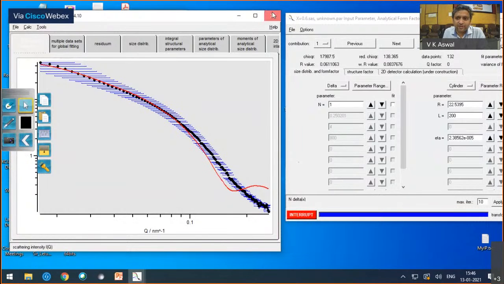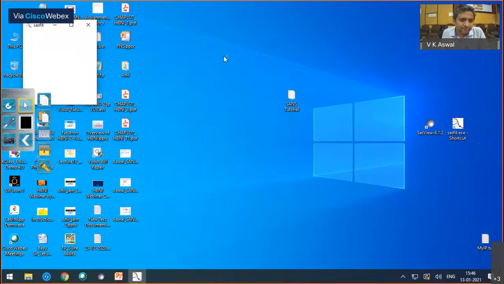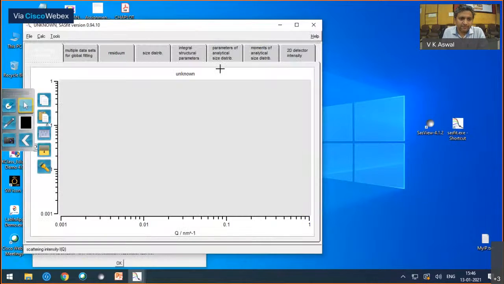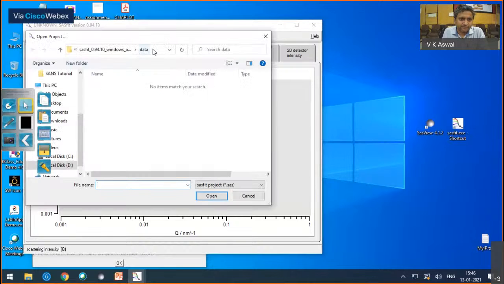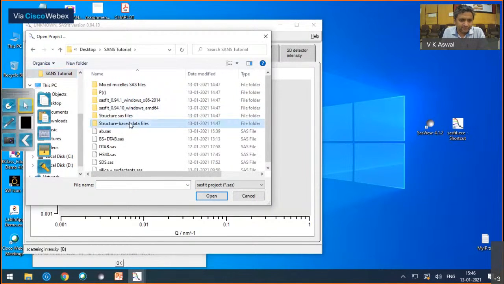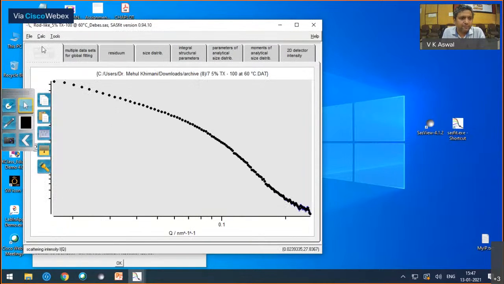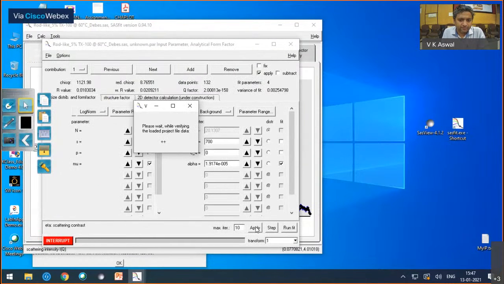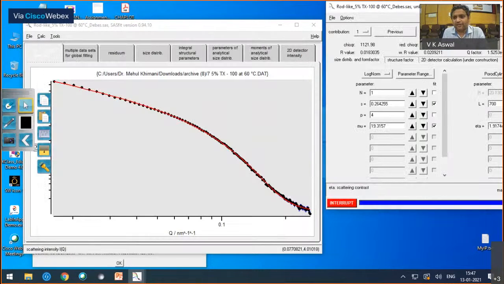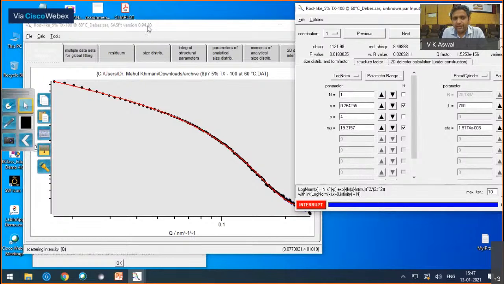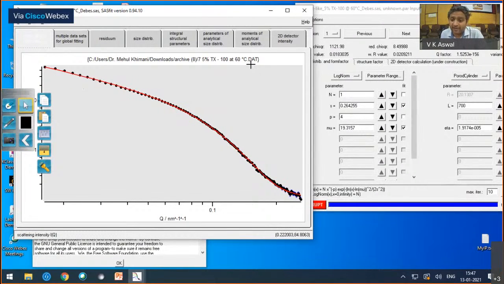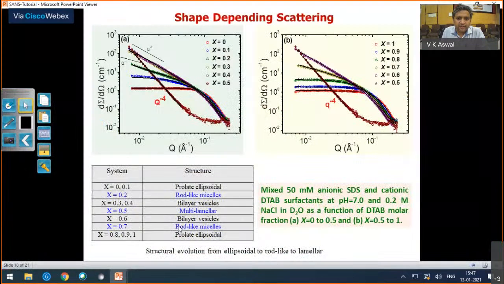I will simply show you the fitted one. This is with size distribution. Whenever you apply size distribution, the fit becomes a little bit slow. The program has to do this integration of the size distribution, so it becomes a little bit slow. Maybe one can try this.